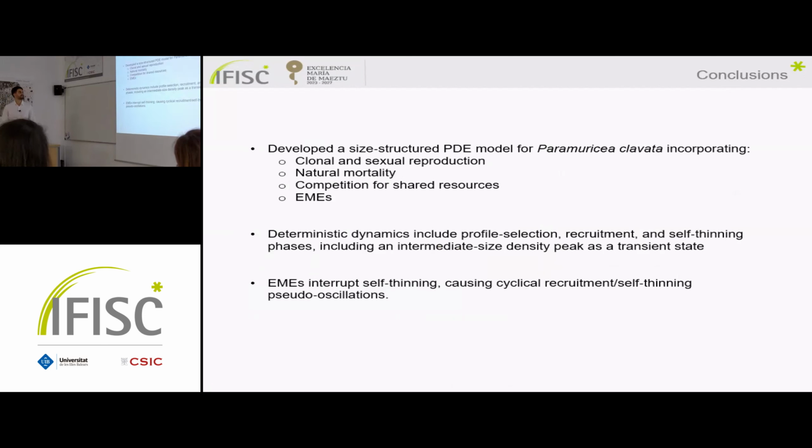So we developed this cell structure PDE for Paramecia clavata. We include clonal and sexual reproduction, natural mortality, competition for cell resources, and we also include these extreme mortality events. We studied the deterministic dynamics and the different phases of selection, recruitment, and self-thinning. And we saw the appearance here of the intermediate size density peaks as a transit state of the system. Extreme mortality events interrupt this self-thinning phase and go back to the recruitment one.